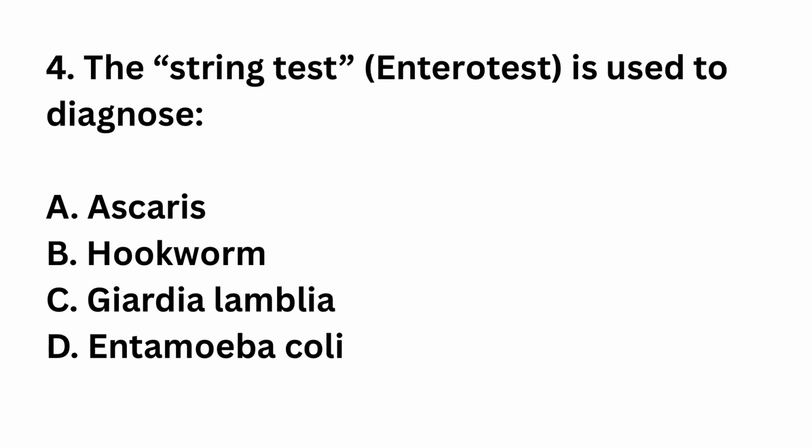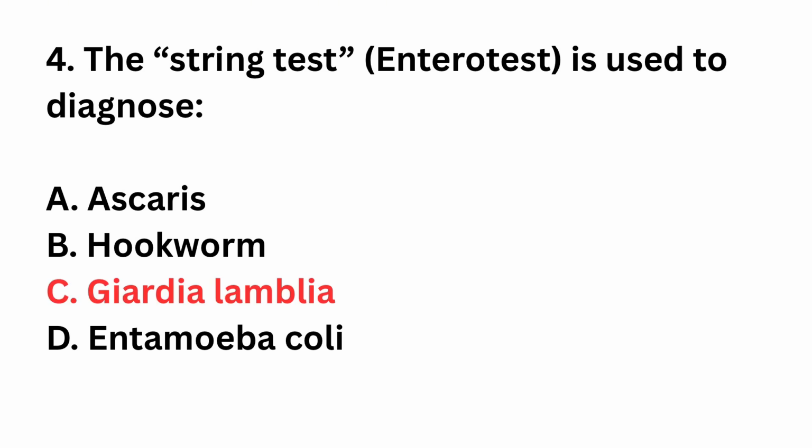Question number 4. The string test enterotest is used to diagnose Ascaris, hookworm, Giardia lamblia, Entamoeba coli. The right answer is option C, Giardia lamblia. The string test retrieves duodenal contents for Giardia detection. This is useful when stool microscopy is negative.